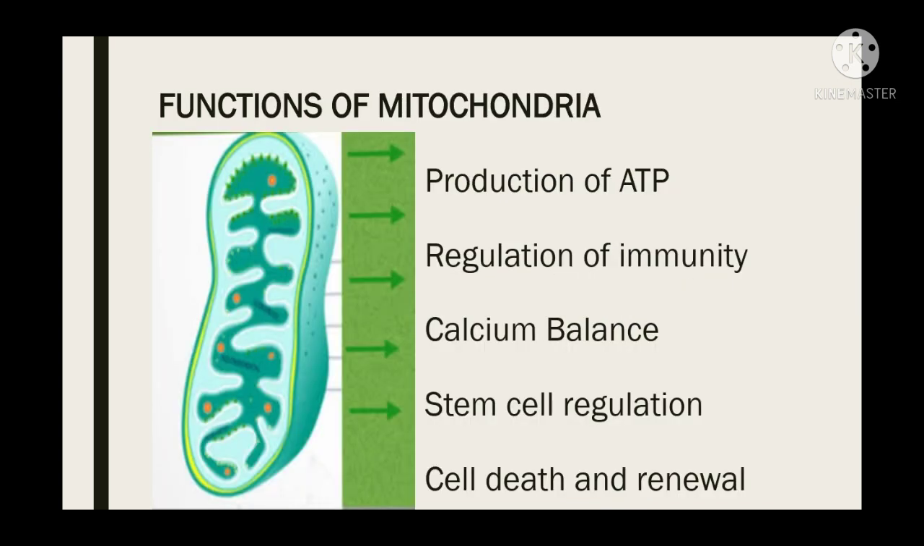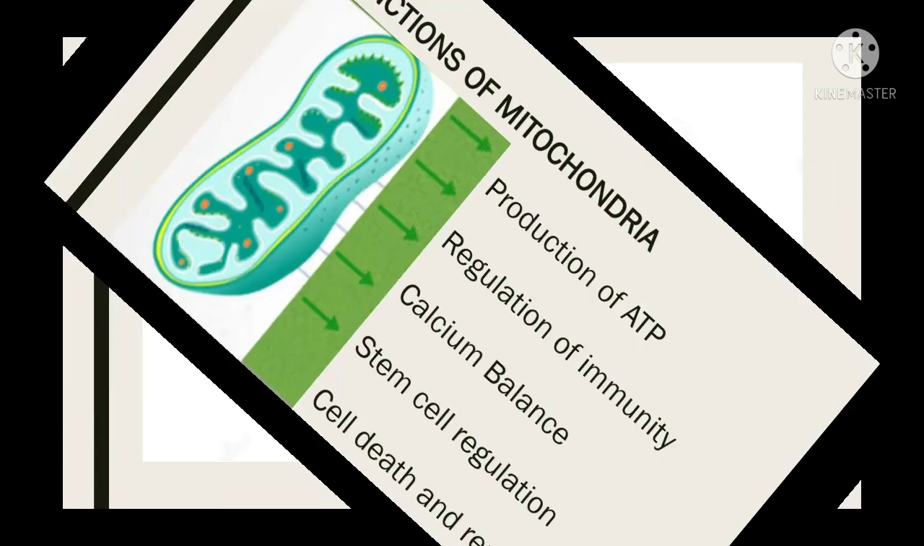Functions of mitochondria: mainly the production of ATP, regulation of immunity, calcium balance, stem cell regulation, and cell death and renewal.